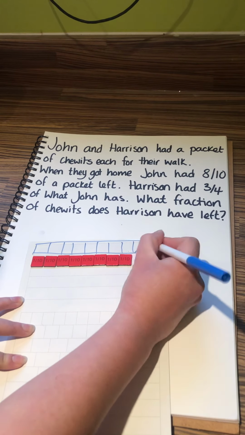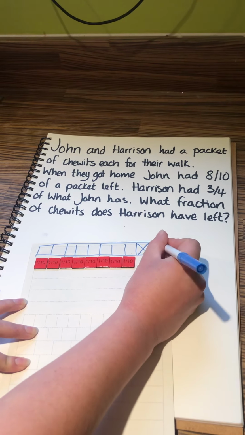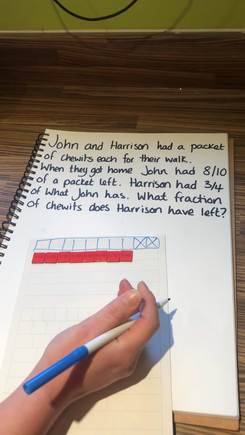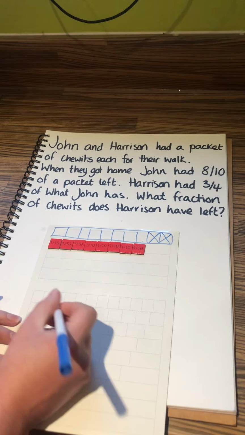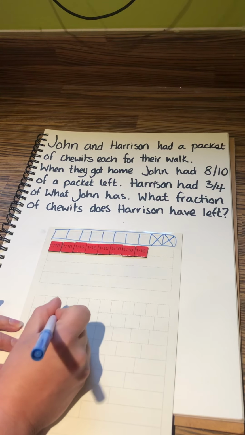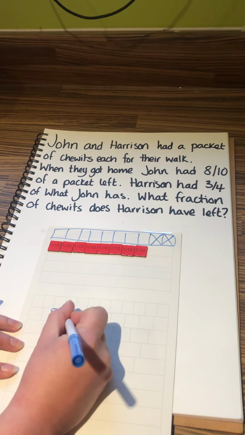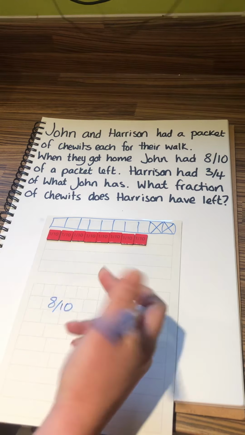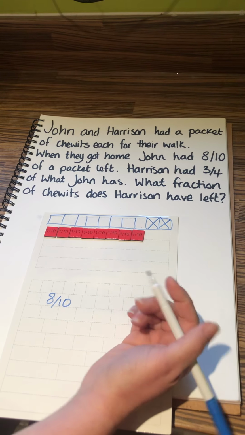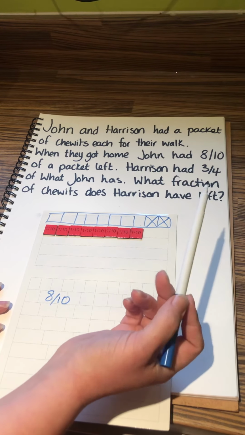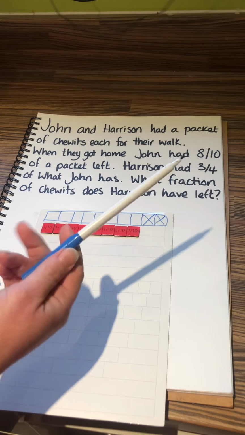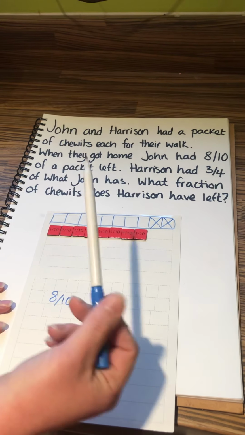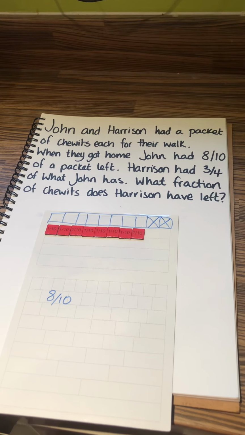All right, so I'm going to draw that here. He's eaten 2/10 of the packet of Chewits. So if I was going to write this underneath, our initial bit is 8/10 because that's what John has left. Okay, so now we need to think about what Harrison has left. So Harrison has 3/4 of what John has.